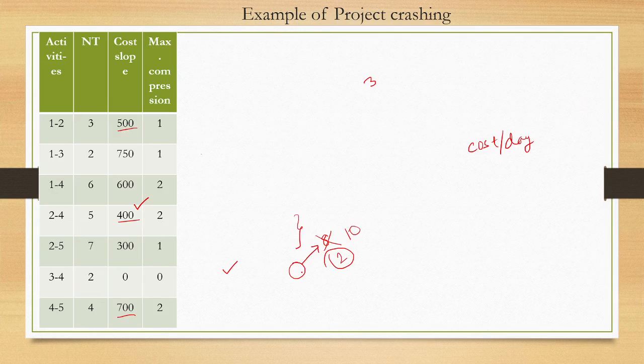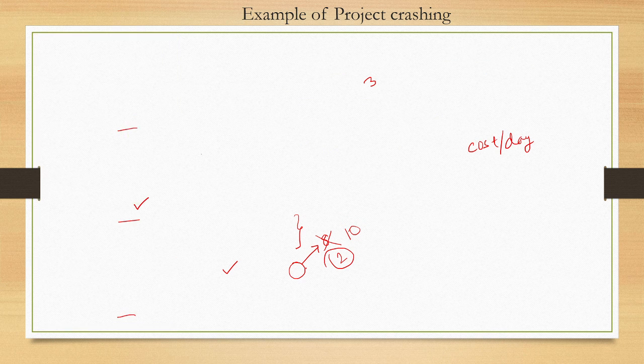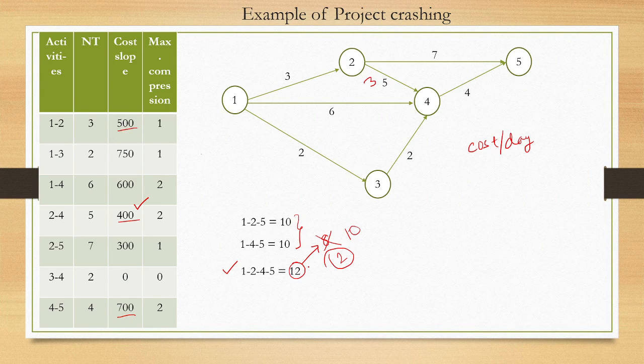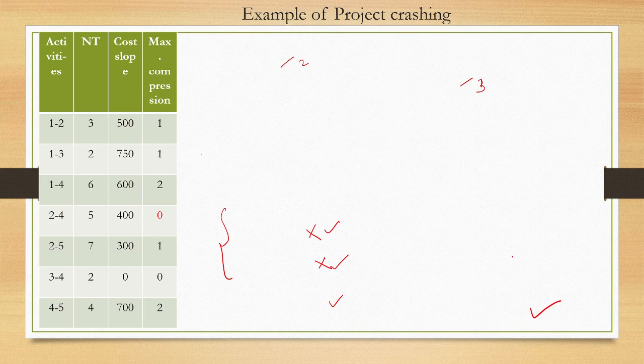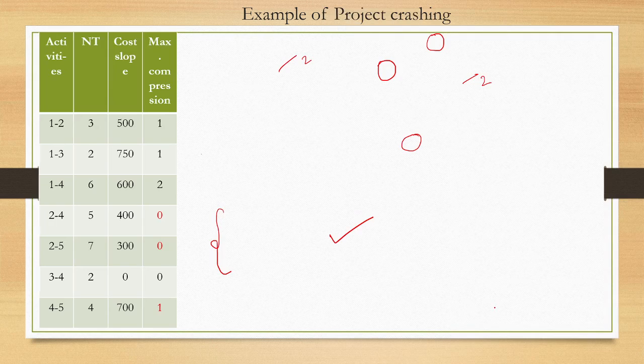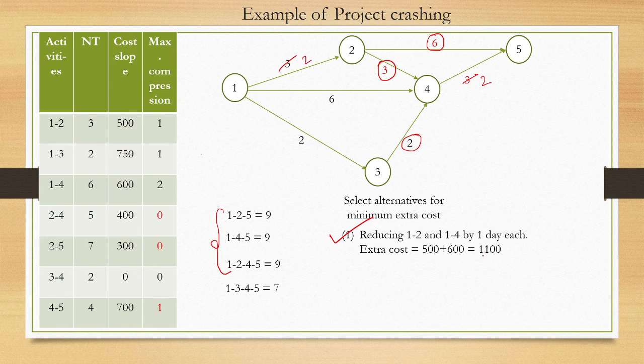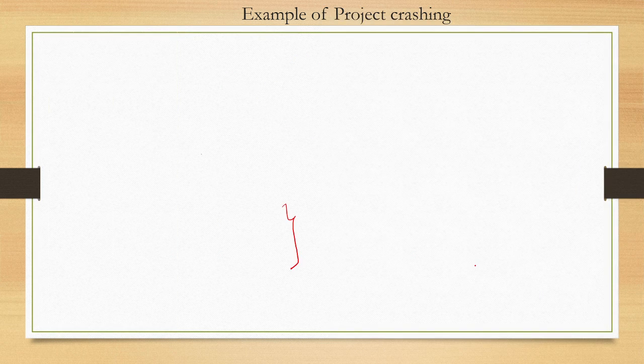Okay, now let's calculate all the extra cost. So what is the extra cost? So extra cost is this 800 plus this 1000 and this 1100. So 800 plus 1000 plus 1100.